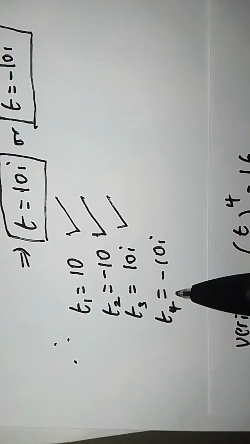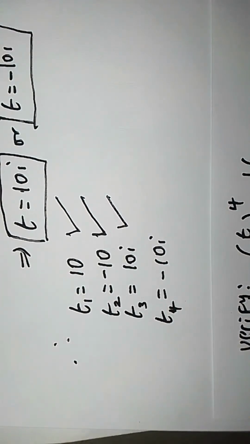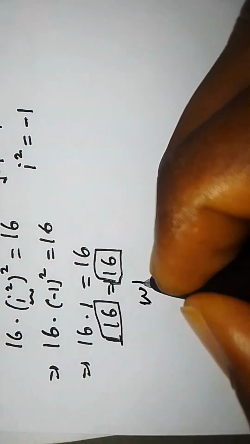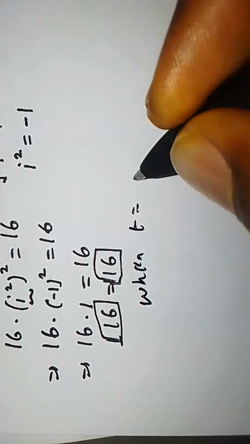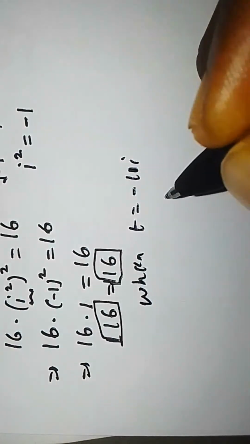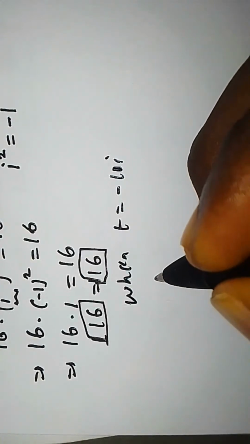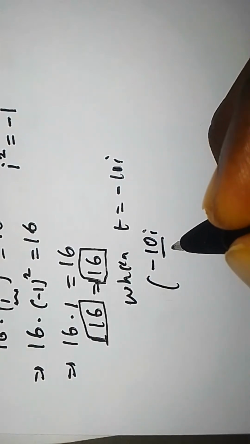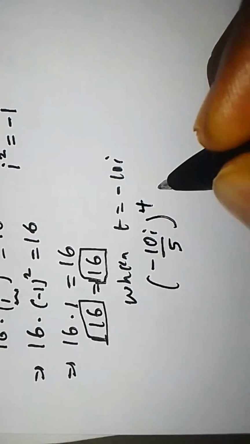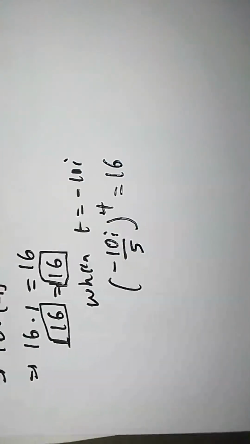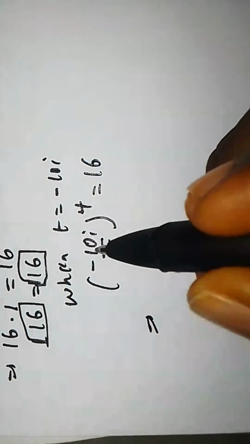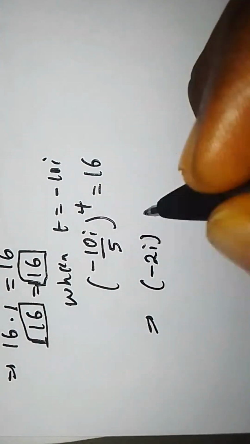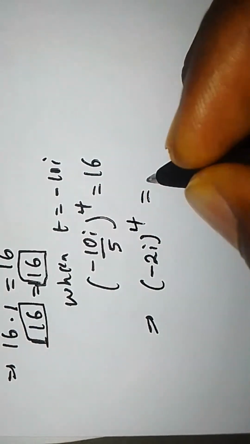Now, let's verify the last answer here, t equals negative 10i. When t is equal to negative 10i, now the same equation. So that will be (-10i/5)^4 equal to 16. This means that minus 10i divided by 5, that is minus 2i, raised to 4 equal to 16.